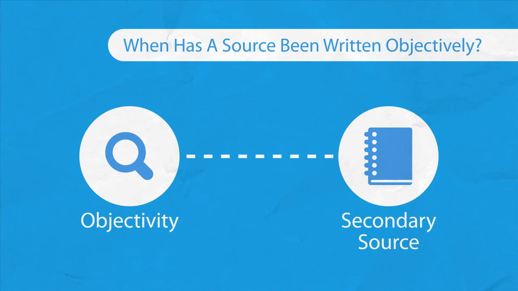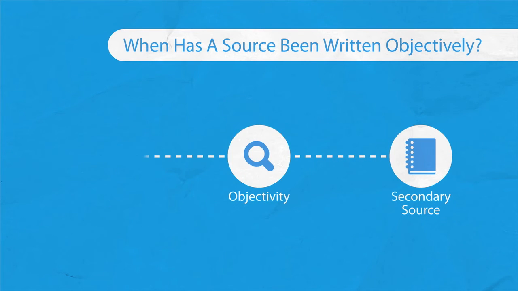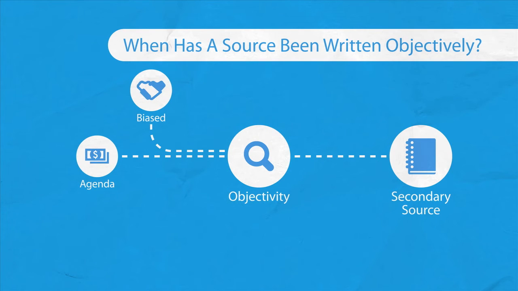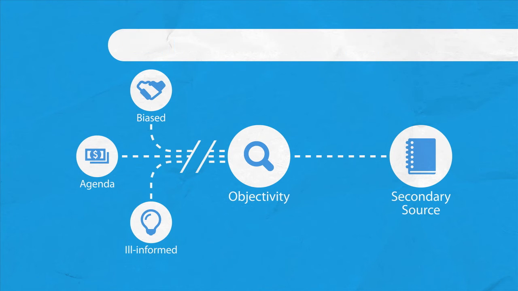How do we know that a source has been written objectively? In an ideal world, all information would be written from an unbiased viewpoint. Realistically, people often produce information because they have an agenda or an argument they want to put across, so they present information that suits their aim. Sometimes, people are unintentionally biased or ill-informed. It's important that you consider why information has been produced and take into account the potential for unbalanced opinions when you assess the quality of your resources.